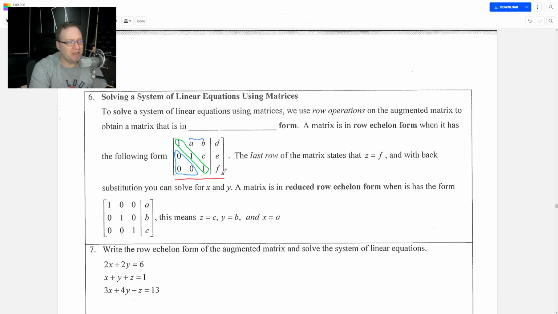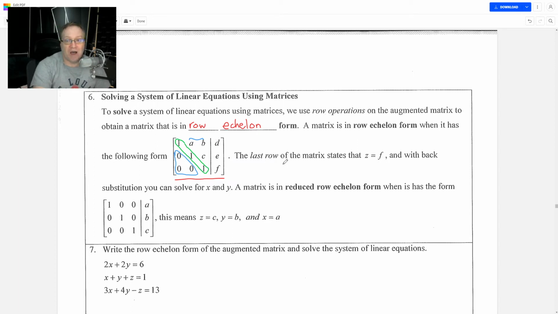Now, when we get our matrix looking like this, we have a special name for it. This is called row echelon form. So when our matrix looks like this, 1, 1, 1 on the diagonal and zeros below, and then these entries can be any numbers, we say this is row echelon form.